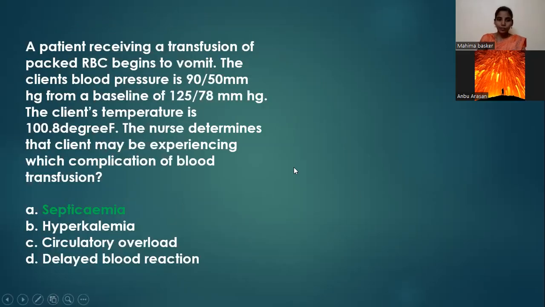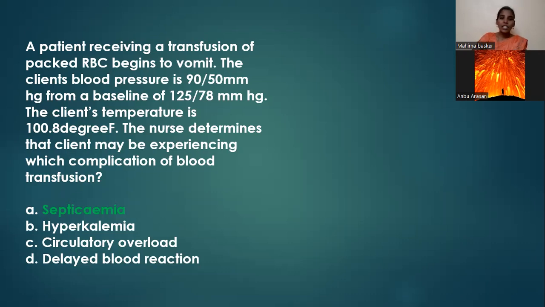Okay, next one. Patient receives a transfusion of packed red cells. This is the blood transfusion question. Client blood pressure is 90/50 from the baseline of 125/78. Note down 90/50. It's normal for some patients, but they have already mentioned the baseline is 125/78. From that, it has decreased to 90/50. That means the patient has low BP.